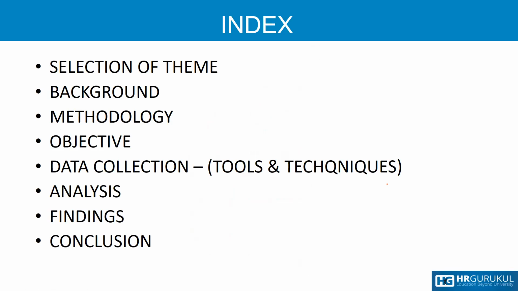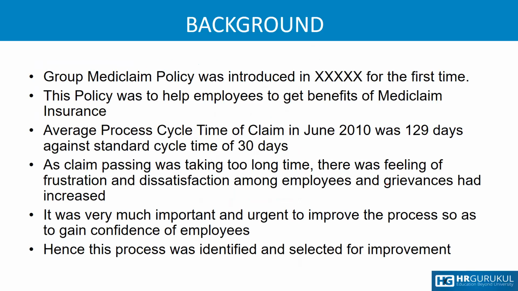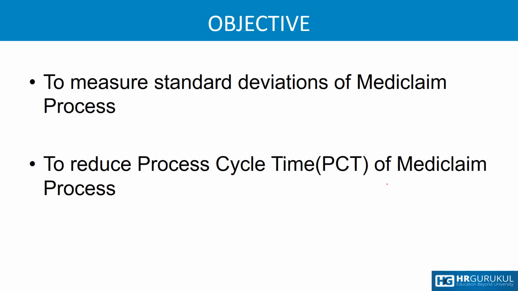Right. So this is another case study. I will just give you the reference and a quick background of this. There was an organization where I was working, and the Mediclaim policy was introduced for the first time, way back in 2009, 2010, right? The cycle time for processing the claim was around 129 days, against the standard cycle time of 30 days. There was an urgent need to improve because it was creating dissatisfaction among employees. So we took this process for improvement, and the objective was to measure the standard deviation and reduce the process cycle time.